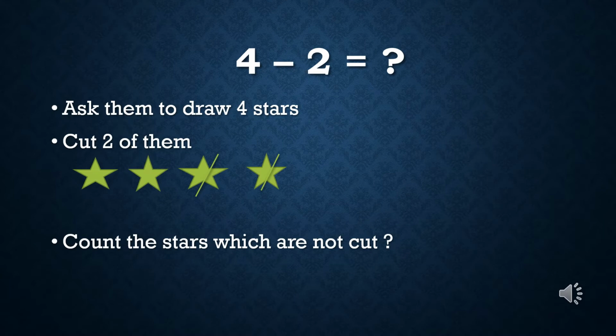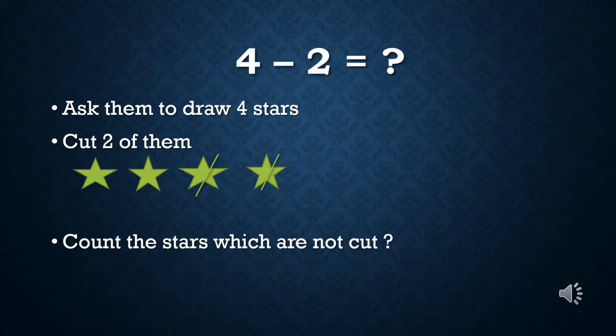Over here, the sum is 4 minus 2. Now, you can ask your toddlers to draw 4 stars or any other shape which is interesting for them. So, first of all, they are going to draw 4 stars. After that, ask them to cut 2 of them.